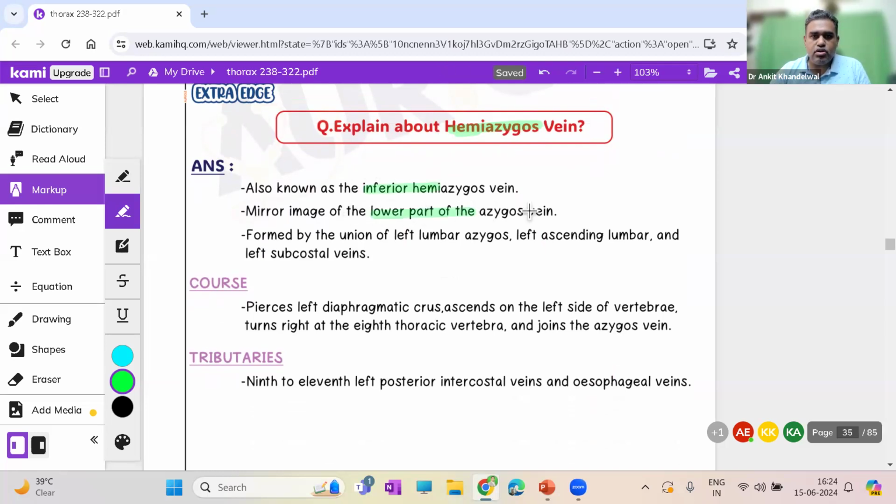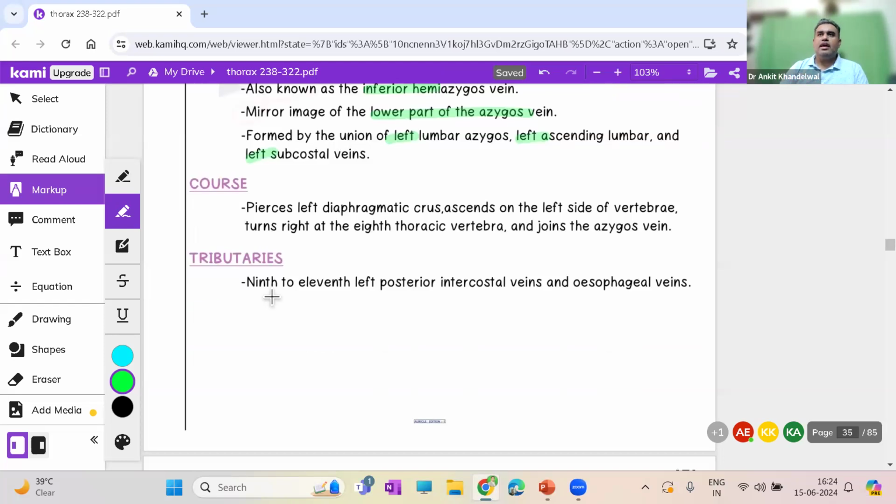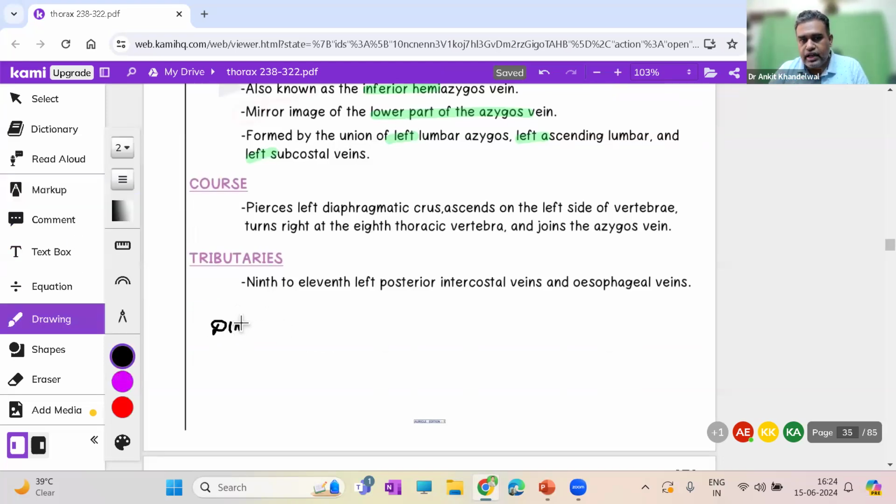Okay, a mirror image of the lower part of azygous formed on the left side. So left azygous, left ascending lumbar vein, left subcostal vein. It courses to the left diaphragm. See, these azygous and hemiazygous, both of these have to actually traverse through the diaphragm to reach where? To reach the thoracic cavity. Because both of these azygous and hemiazygous are formed in the abdomen cavity. Now they have to reach the thoracic cavity. So they have to pierce the diaphragm.